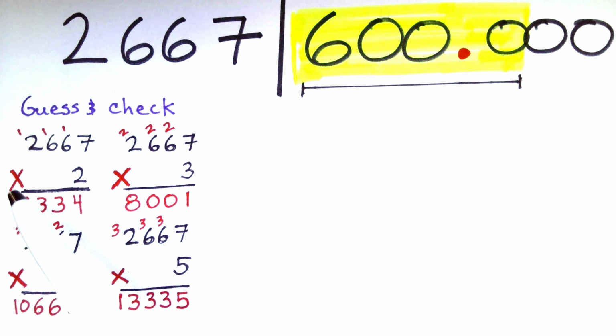So when you multiply times 2, you get a product of 5,334. Let's try 3, right? So 7 times 3 is 21. I'll put the 1. I'll carry the 2. 6 times 3 is 18. 19, 20. I'll put the 0.